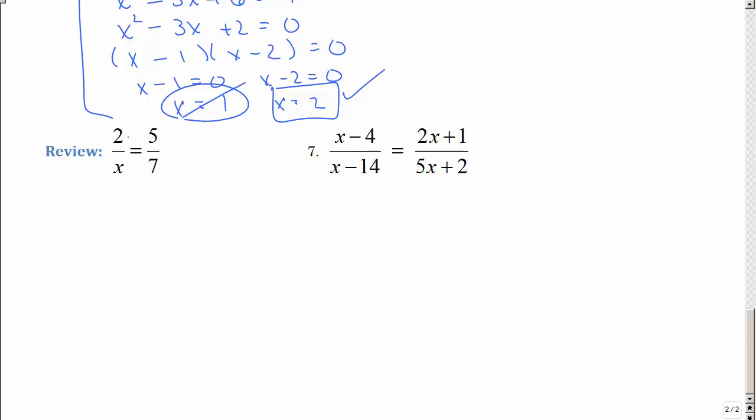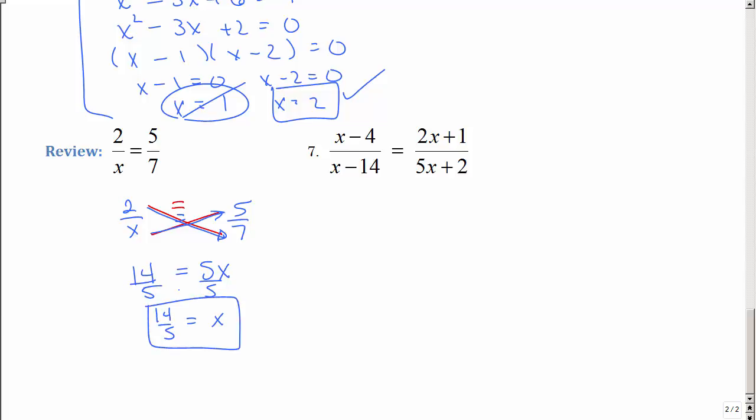If you have a fraction equals a fraction, one fraction equals another fraction, a shortcut, if you will, would be to actually cross multiply. Don't leave out your equal sign. Meaning, I can multiply 2 times 7, which is 14, equals x times 5. And then just divide by 5.